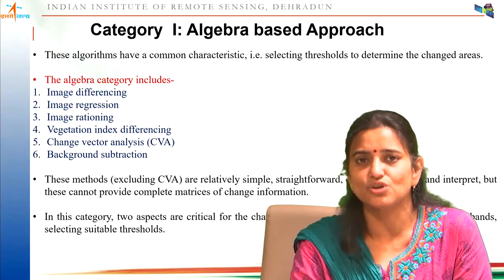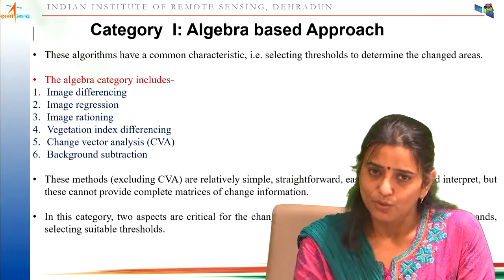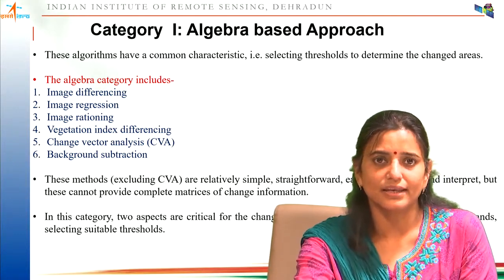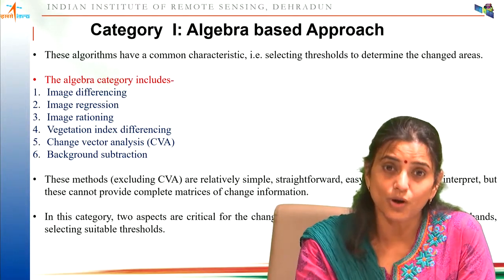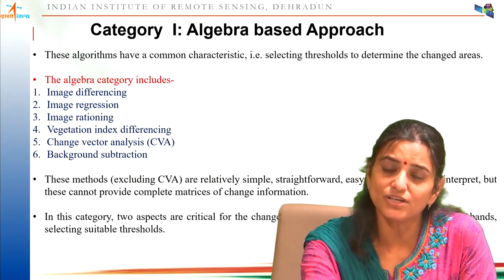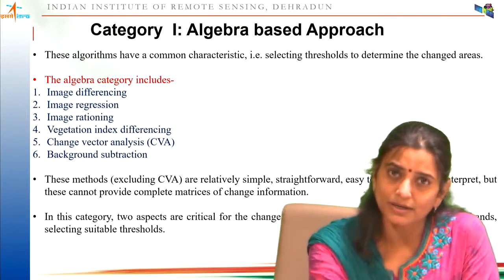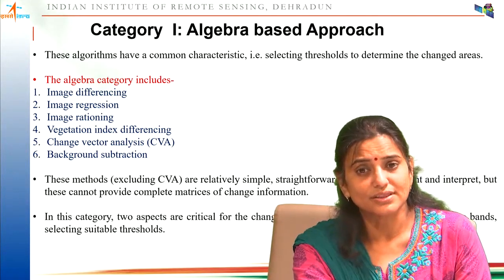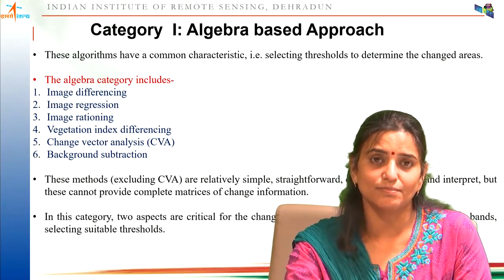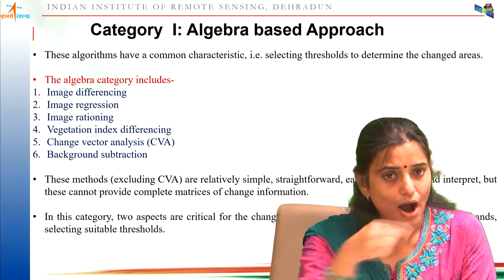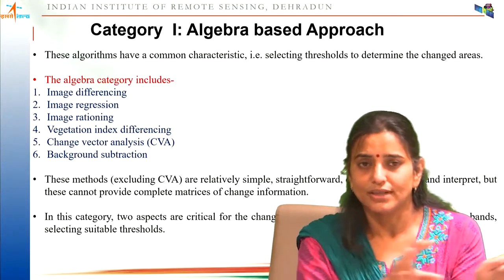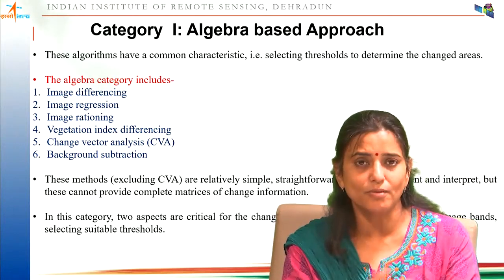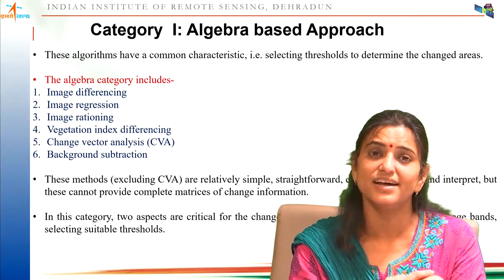Now, what do we mean by matrix of change? Matrix of change means, after change detection, we say that 10% of forest area has changed into what? How much of this forest area has gone into urban, how much has gone into barren land? This is what we call the matrix. That means from one class, we don't know where this area is going. We know that, okay, earlier forest was 80%, now forest is 70%. So a common person can say that yes, 10% area has changed.